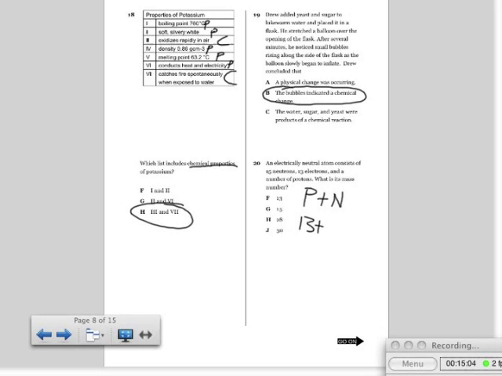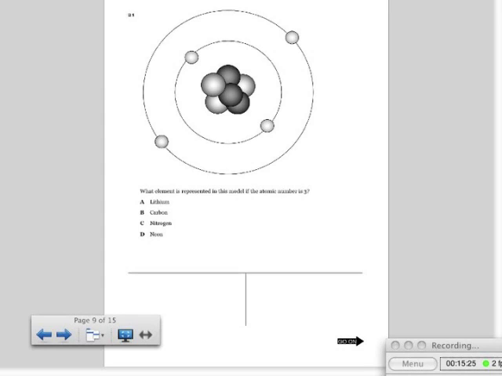Okay, so we also have to add the neutrons to that. How many neutrons do we have? 15. So when we add them together, we get the number 28. So H is our answer. Any troubles there? Okay. Okay, moving on to the next question.